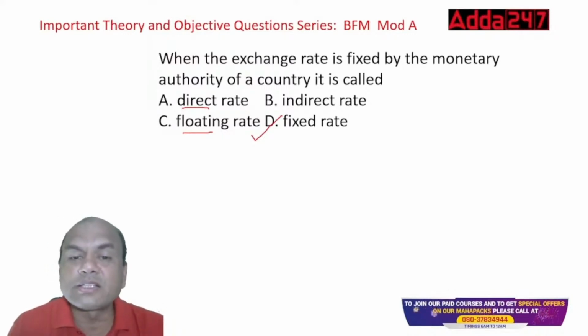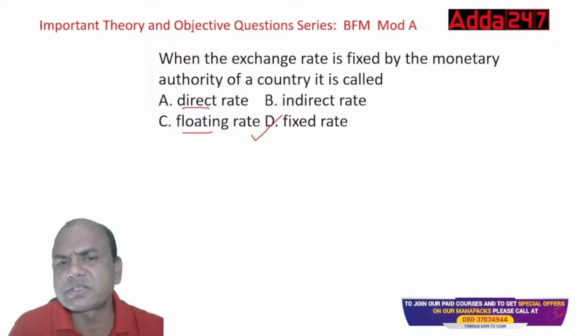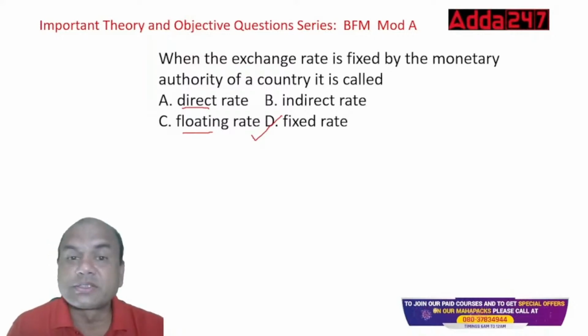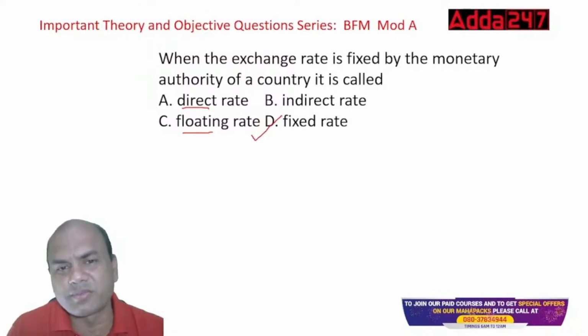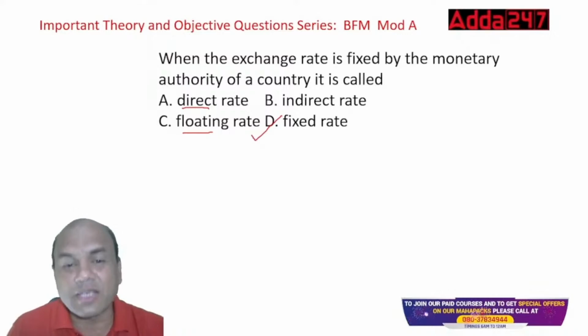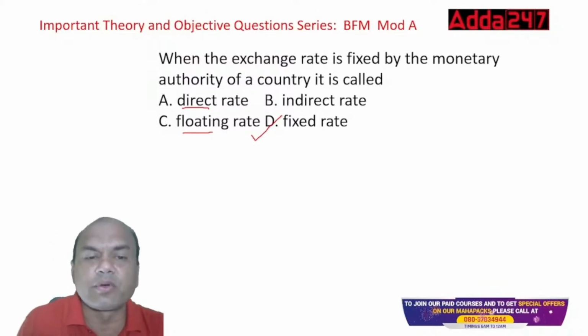Then which country has a fixed rate? Fixed rate is hardly in any country now, but North Korea has this fixed rate system, and there are some minor countries. Even China is quasi-fixed. I mean, they are following a fake system. Why? Because they say they are following the floating rate system, which means it depends on demand and supply.